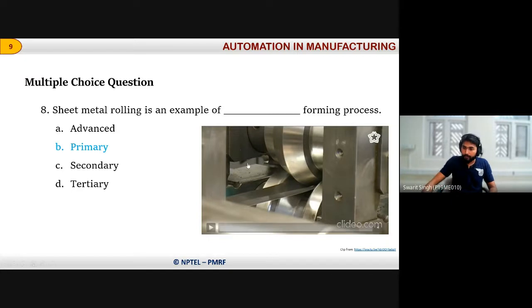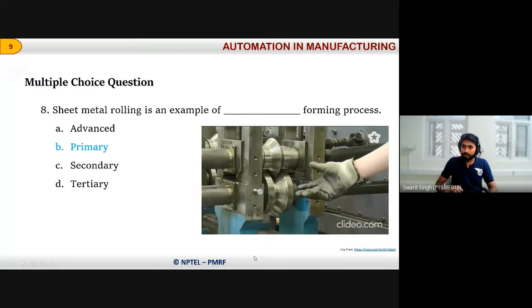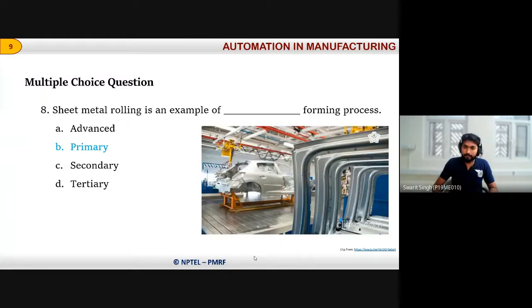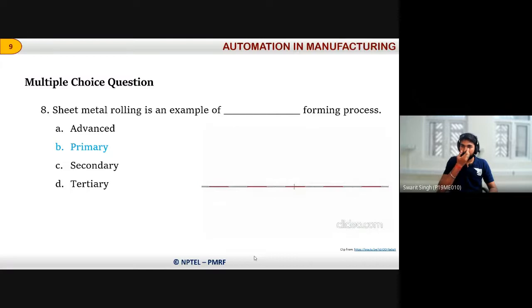Okay, so kindly have a look over this video. This is roll forming. The flat sheet goes inside the set of rollers, and this kind of structure you must have seen. These structures are made by this rolling operation.